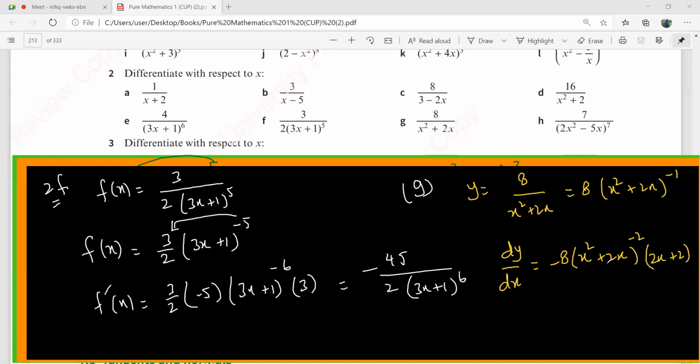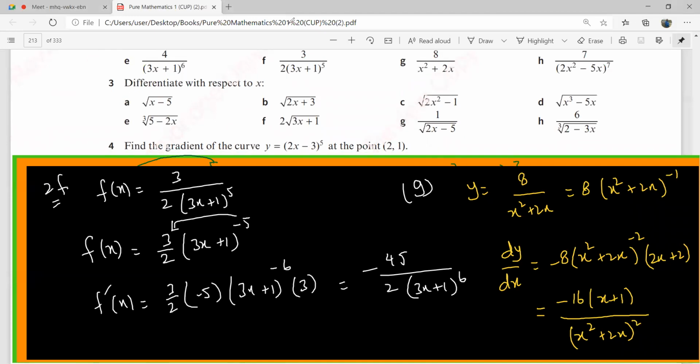So you need to be really good at the first technique so that you can differentiate using the second technique here. So I can take 2 common from here, and that 2 into minus 8 will give me minus 16. And I'm left with x plus 1 inside the brackets here. And this expression goes down there so that you can make its power positive. Okay, let me give you some more examples and you guys will be practicing it yourself.